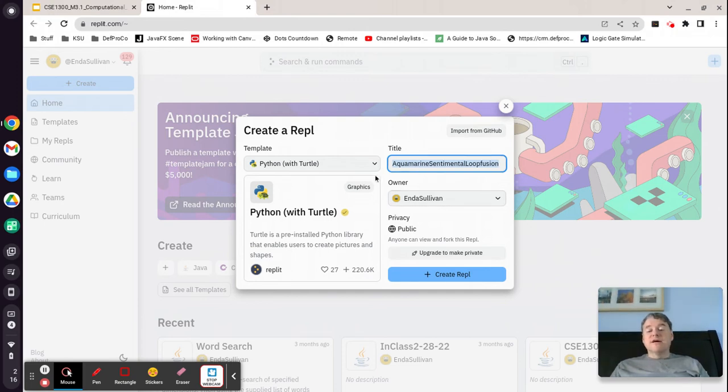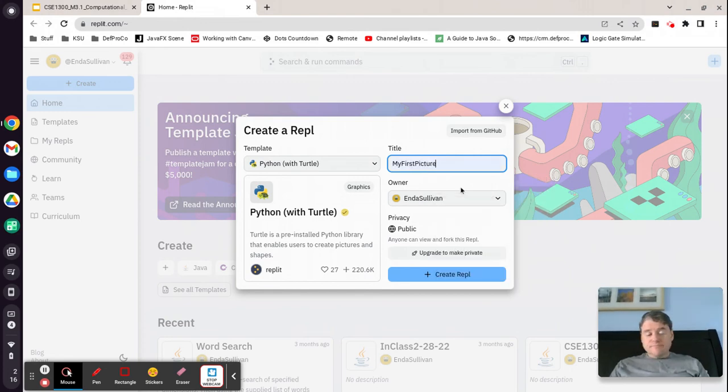Over on the right-hand side, it automatically fills in a title for you. The title is a random selection of words, so it just picks 3 words. They're completely meaningless, so don't look for any meaning in here. But it created aquamarine sentimental loop fusion, which is complete nonsense. It just has to name every one of your Replits, so that's why it picks these 3 random words. You're welcome to name it yourself, so I'm going to call this my first picture.